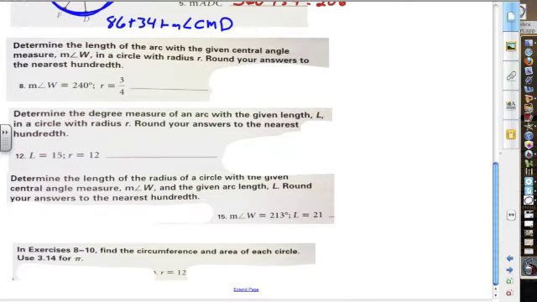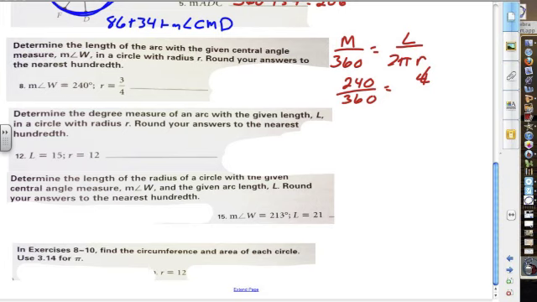Now, the next set of problems here, I know I'm going through these quick, but you can always go back and replay them. Okay, determine the length of an arc with a given central angle measure W and a circle with a radius R. Round your answers to the nearest hundredth. So this goes back to that formula, M over 360 equals L over 2 pi R. I know my M is 240. This is 360. And I know my R is 3/4. So that's L over 2 times pi times 3/4. If you want, you can change that to 0.75. Okay, I'm just trying to find L.